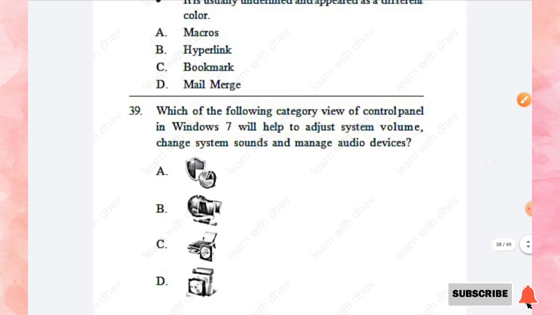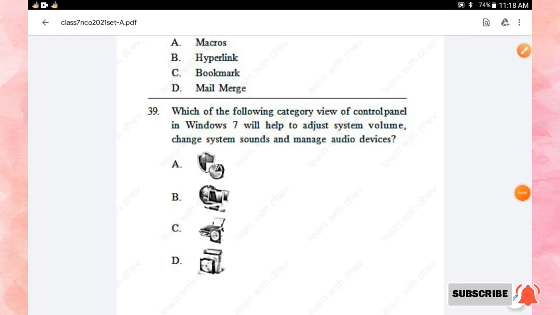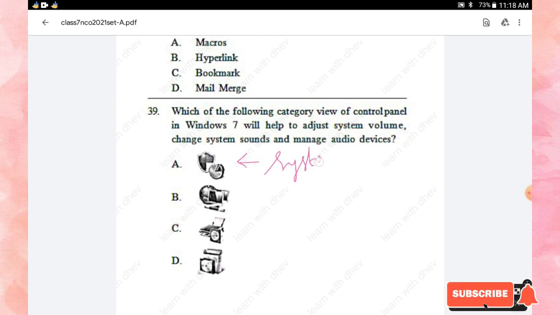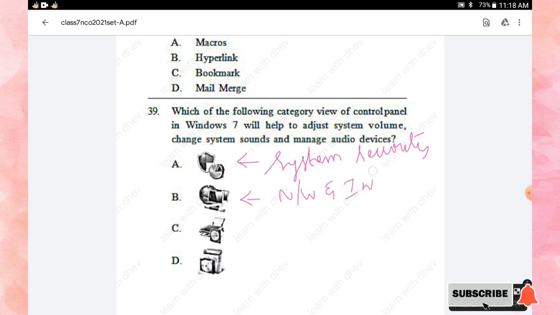Then question number 39. Which of the following category views of control panel in Windows 7 will help to adjust system volume, change system sounds and manage audio devices? Options are, the first option is system and security. Then option B is network and internet. Then option C is hardware and sound. Then option D is programs.